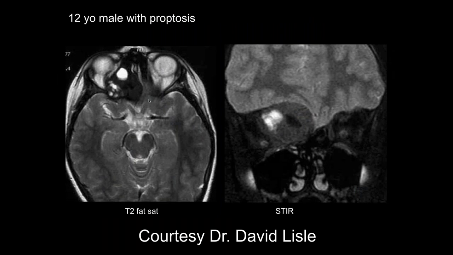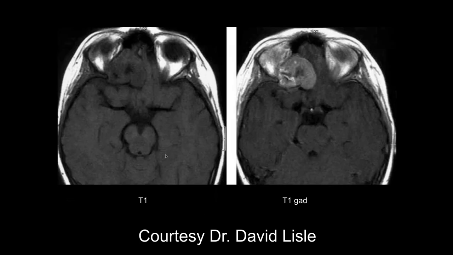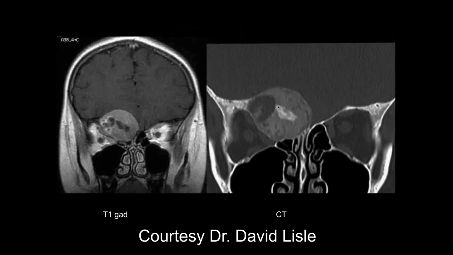A 12-year-old male with proptosis. So there's a mass inferior to the right frontal lobe displacing the brain parenchyma, sort of extending into the right orbit. There's a sort of cystic component to the mass. And on the T1, soft tissue mass. You're getting enhancement of the solid component.